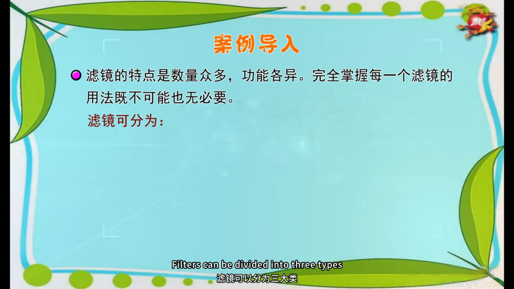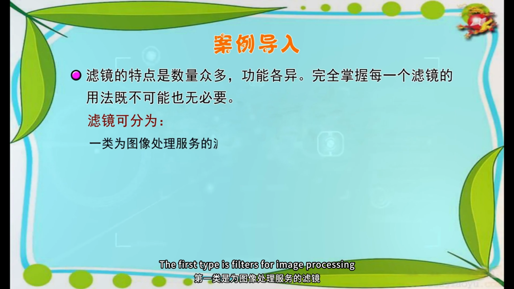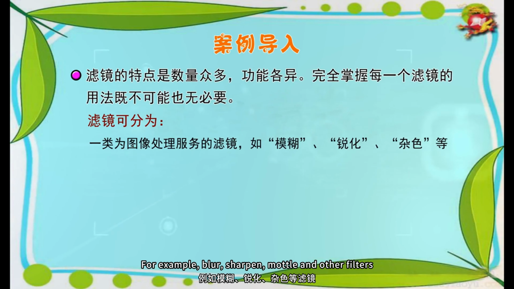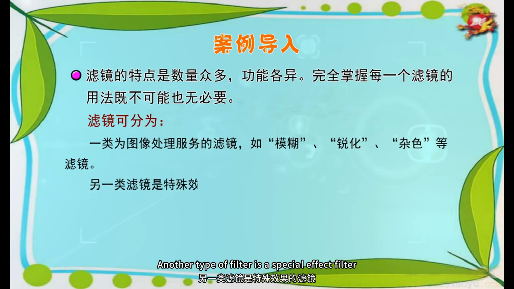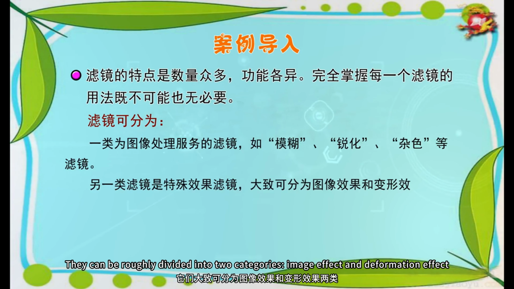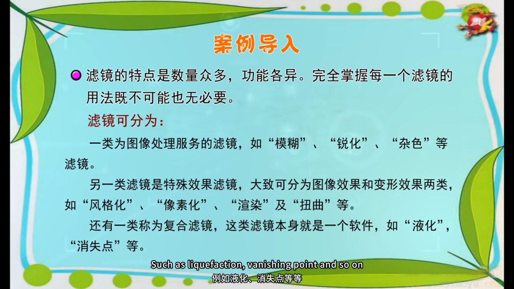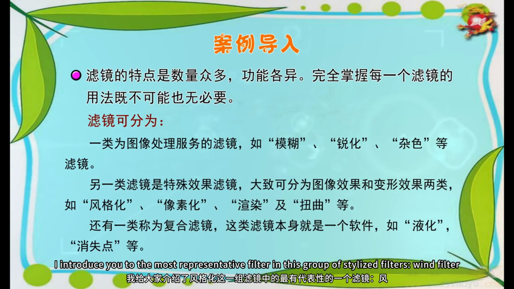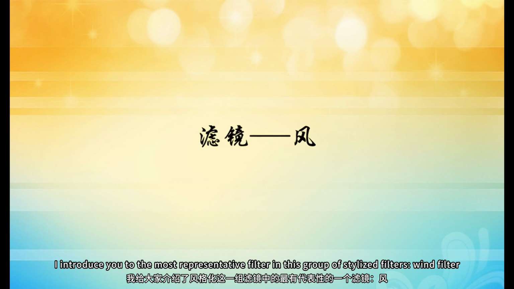Filters can be divided into three types. The first type is filters for image processing, for example, blur, sharpen, and other filters. Another type of filter is a special effect filter. They can be roughly divided into two categories, image effect and deformation effect. For example, stylization, pixelation, rendering, distortion, and other filters. There is also a type called composite filter. This kind of filter itself is a piece of software, such as liquify, vanishing point, and so on. In this lesson, I introduce you to the most representative filter in this group of stylized filters, the wind filter.